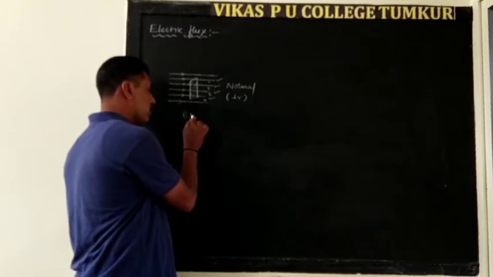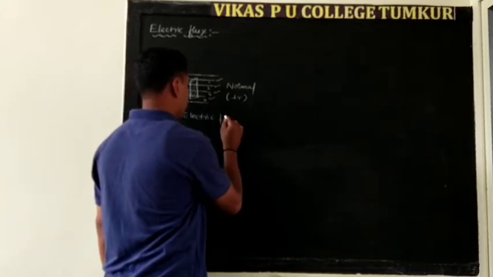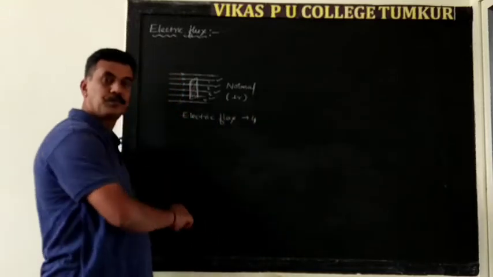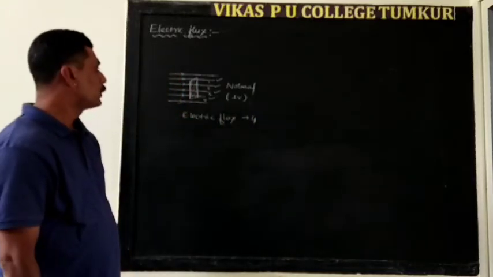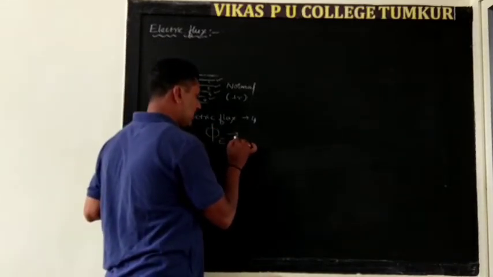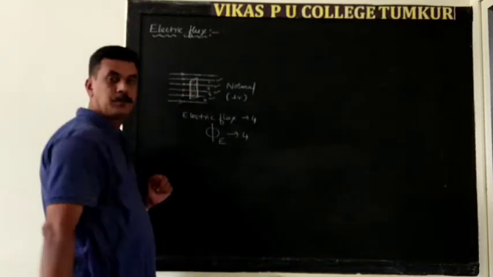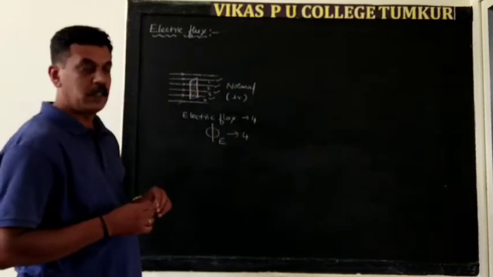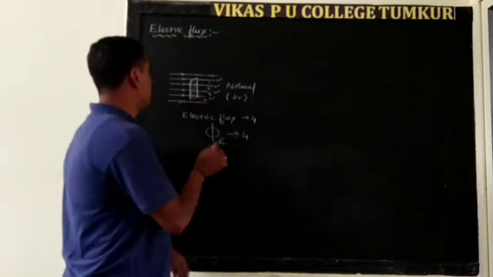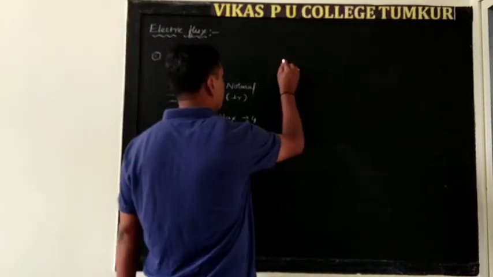Electric flux will be represented by phi E. So here the electric flux is 4 in this case. Now let me take another example. This is example 1 and example 2.